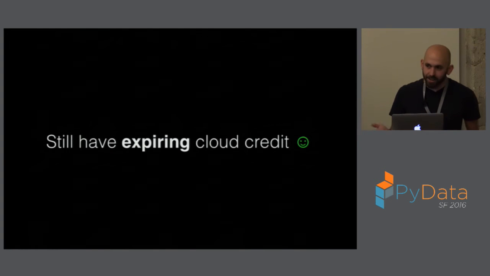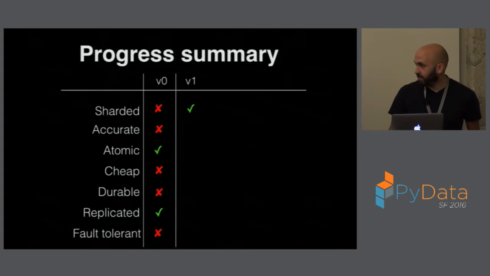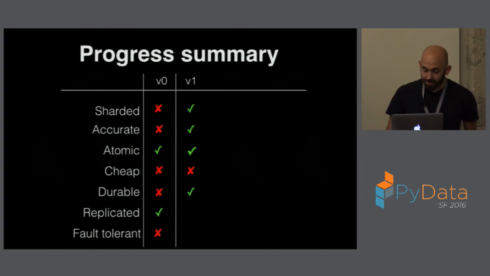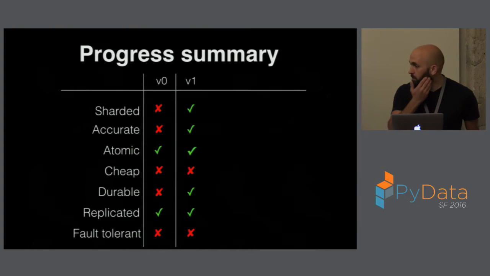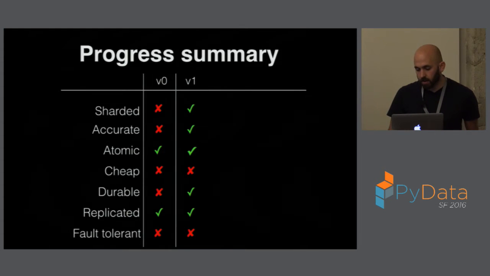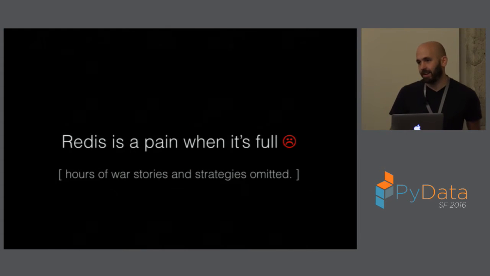Unfortunately, they expire your cloud credit after an amount of time, and we were starting to reach that period, so we actually had to figure out the proper way of doing these things. But again, as the following summary: sharded, accurate, atomic, still not cheap. We did have durable, and we didn't have the fault tolerance we actually wanted, because if that Redis server went down, our counts went down. And the Redis server went down quite a lot.